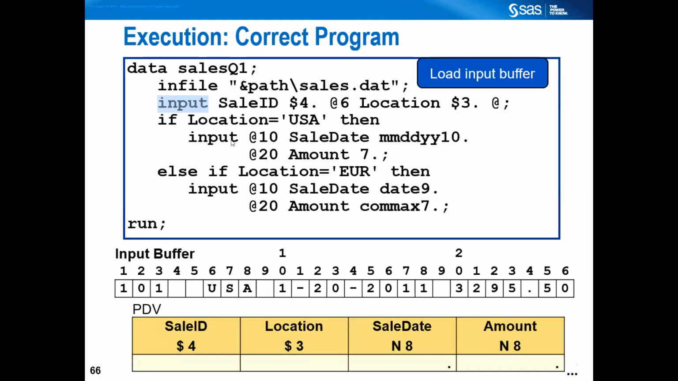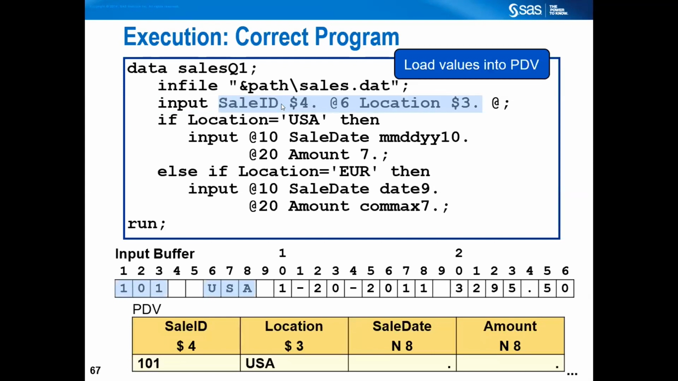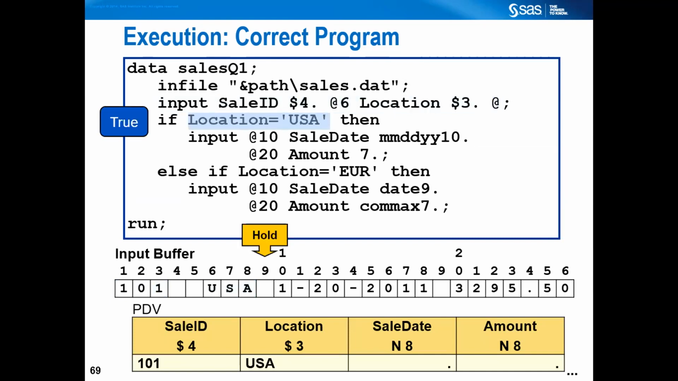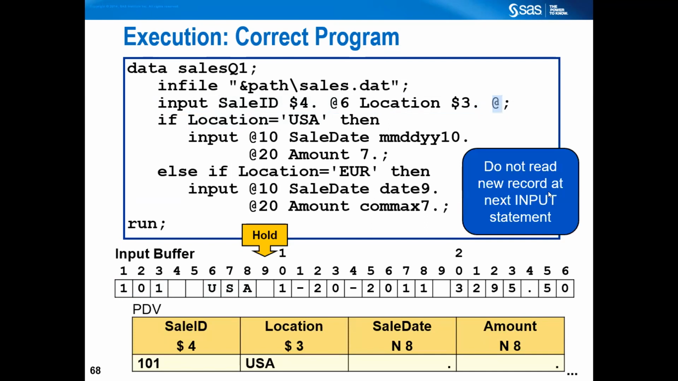So how does it work? The same thing: your first record is loaded in the input buffer. With the first input, it reads your instructions into the PDV. Now understand carefully, this input has a single trailing @. That means it will hold this record until the end of this record and your further instructions. So look here, it does not read a new record at the end of the statement. It holds your record in your input buffer.